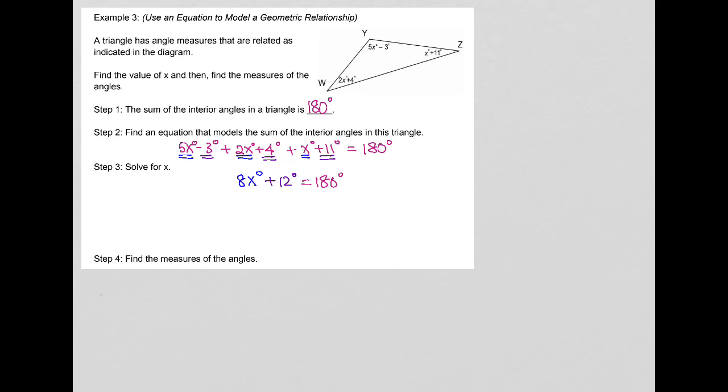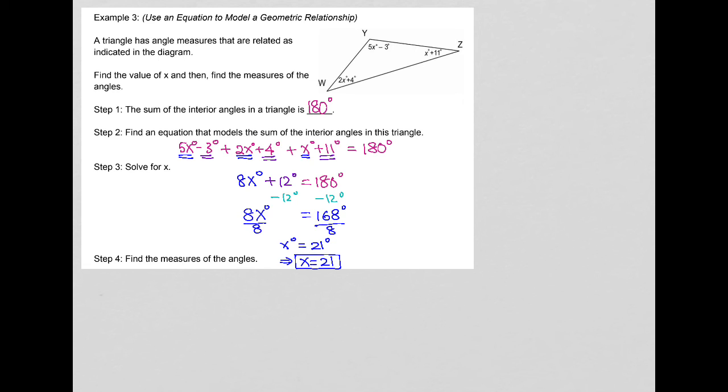And we want to isolate for the variable now. So we subtract 12 degrees on both sides. Then you will get 8x equals 168 degrees. And that's divided by 8 on both sides to find what's x. So x degrees equals 21 degrees. That really means x equals 21.